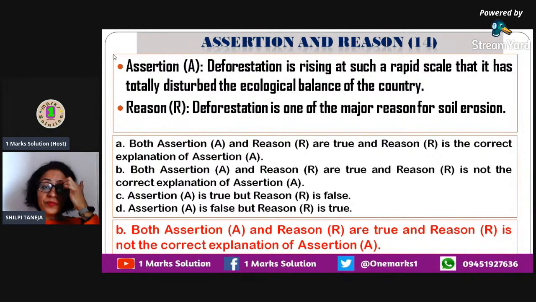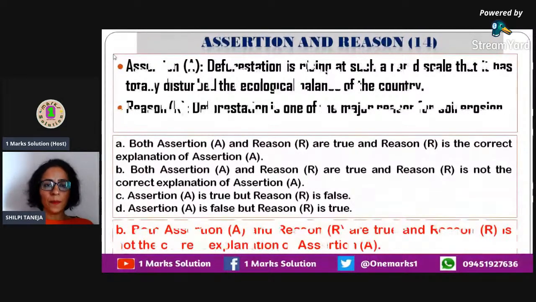Reason says deforestation is one of the major reason for soil erosion. That is also true. But soil erosion is given here as one reason of deforestation, one reason in the assertion. Both are true but both are not connected statements. So reason is not the correct explanation of assertion. So we'll go for option B.